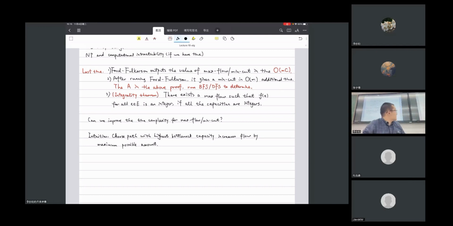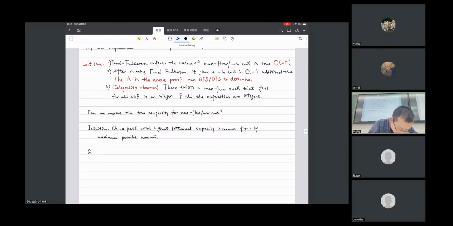Okay, so I guess this is quite intuitive, because if you just arbitrarily run the augmentation each time, you're only getting the guarantee that you at least increase the value by one. But in general, we want to target a larger increase. So the general idea here is called capacity scaling.